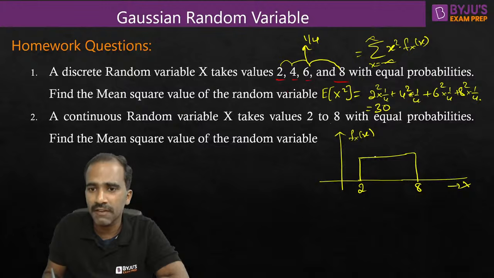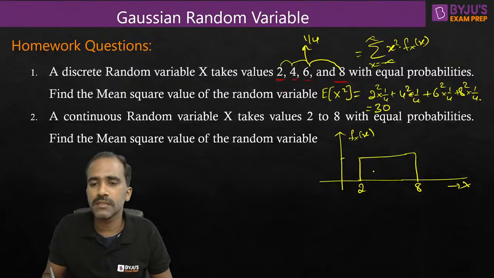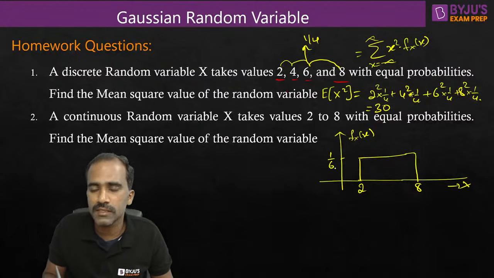From the information given, I've plotted this. So could you tell me what is the height of this PDF? The width is 6 units. So if the height is 1 by 6, then only the area will be 1, right? So this is the PDF.